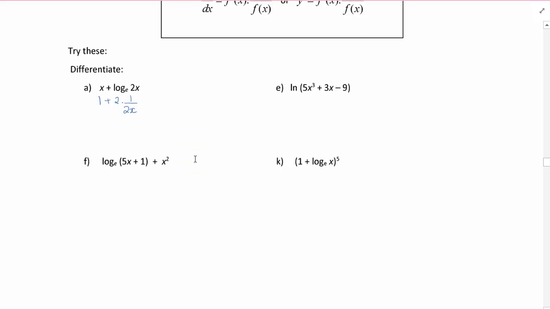We could simplify that a bit. We could cancel out these 2's, and we've got 1 plus 1 on x. You might see that written with a common denominator, and to get a denominator of x, I'd need to multiply this by x on x. Got my common denominator. The numerator there for this part of the fraction would be an x plus 1. So you might see the derivative written like that.